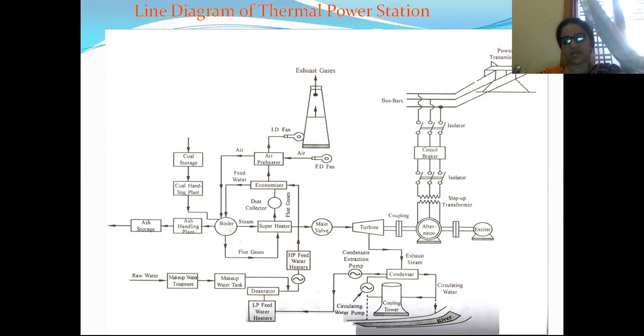This raw water will be taken from the river or lake or pond. It will be given to make up water treatment. In water, some dissolved gases will be there, even some dirt and mud. First, whatever sand or mud particles are there will be removed. That is makeup water treatment, and after that, this makeup water will be sent to the deaerator. Deaerator means dissolved gases will be removed in the deaerator.